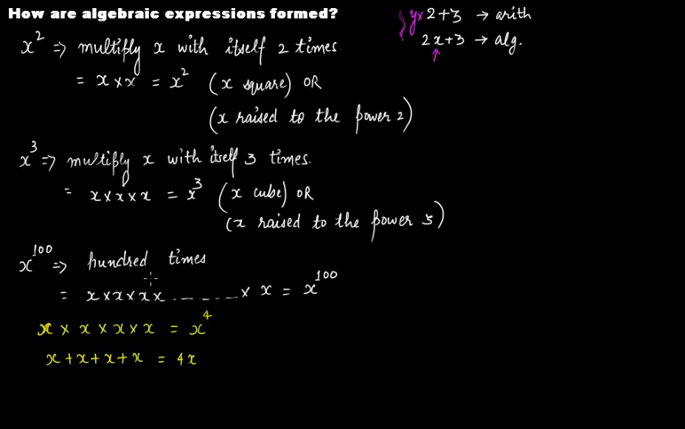Similarly, if your algebraic expression is y raised to the power 1000, and someone asks you how this expression has been formed, simply tell them to multiply y with itself 1000 times. And you call this y raised to the power 1000. Okay, now let's take some more examples.